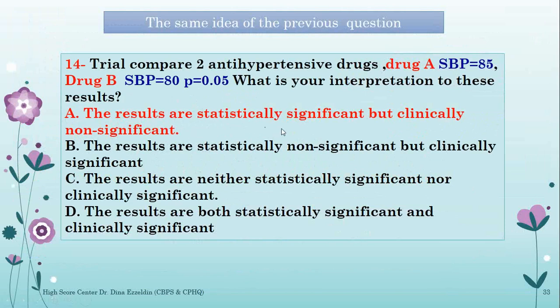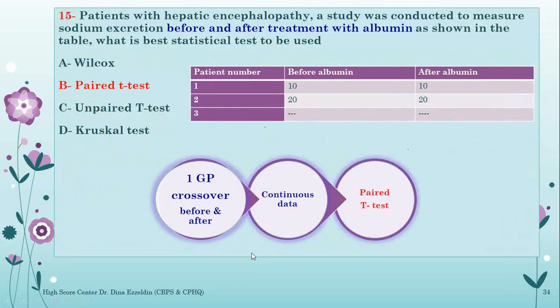The results are statistically significant but clinically non-significant. Yes, it's statistically significant here because P equals 0.05, not exceeding 0.05. But clinically non-significant, as we said, there is no difference between systolic blood pressure 80 and 85. So the correct answer here will be A.